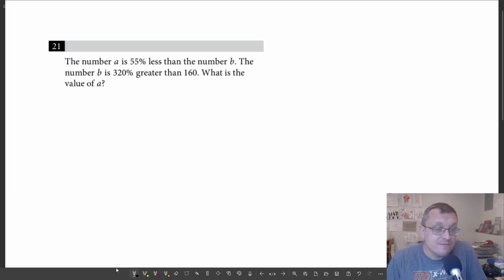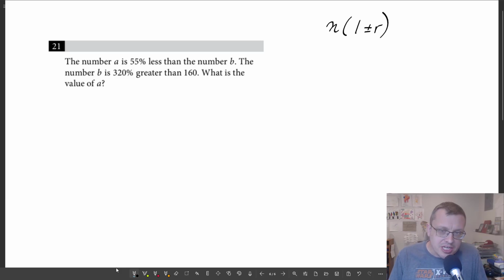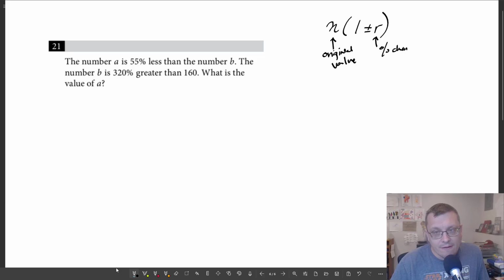The number A is 55% less than the number B. Let's translate this using a formula that I like to use for percent change. It looks something like this. When you want to apply a percent change to some value, that initial value that you're applying the percent change to is this value n. So this is our original value. And then we multiply it by a factor of 1 plus or minus r, where r is the percent change as a decimal. And it's plus if it's a percent increase, and it's minus if it's a percent decrease.